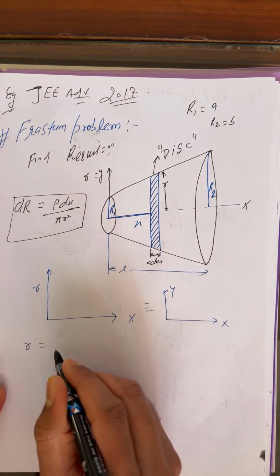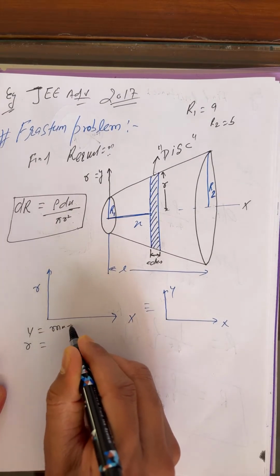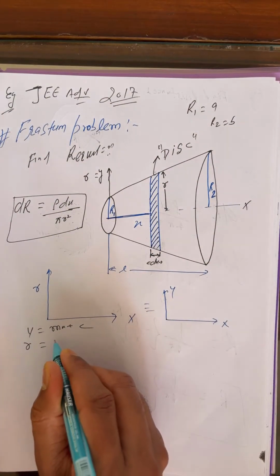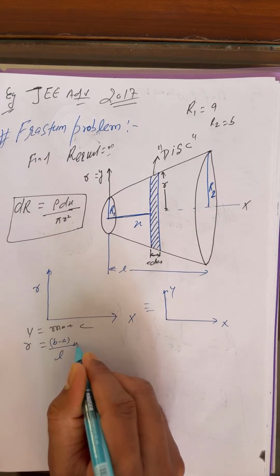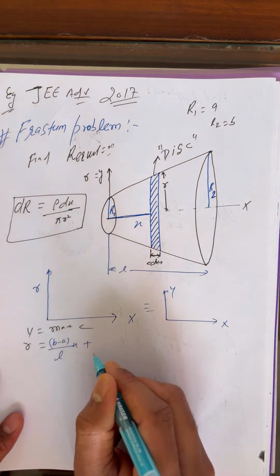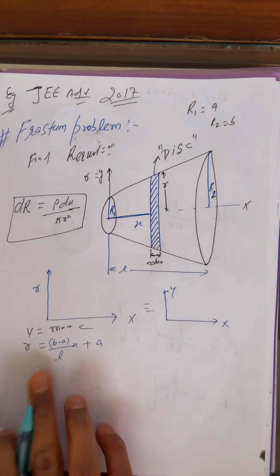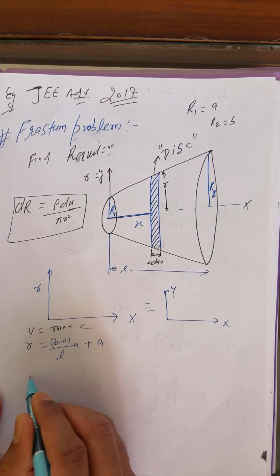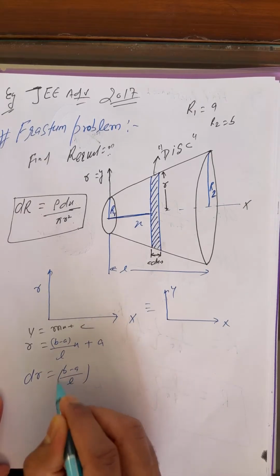So here I'll use the equation y equals mx plus c. What's the slope here? This minus this, so m equals b minus a upon L, into x plus c, where c is the intercept, which remains a. Now we got a relation. Just differentiate both sides. So r becomes dr, equal to b minus a upon L into dx.